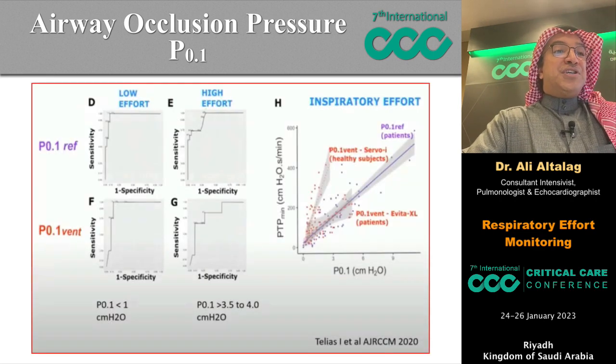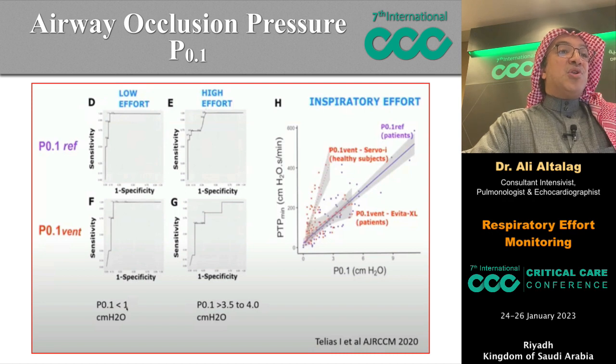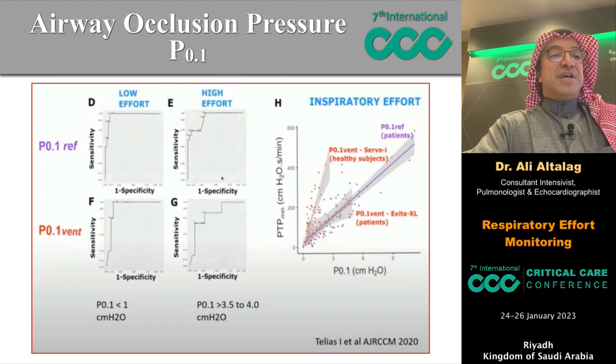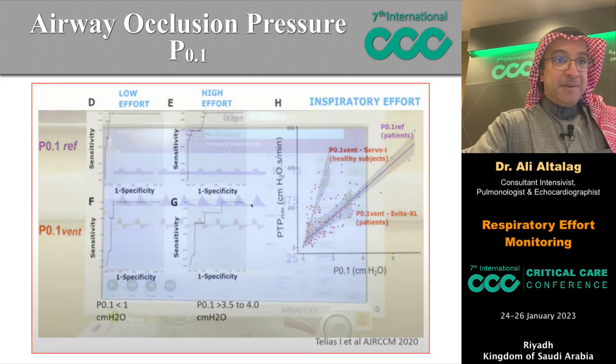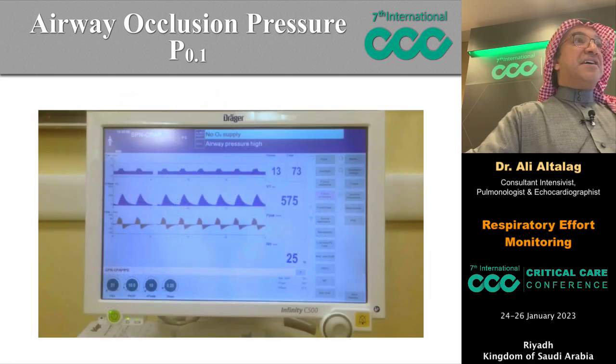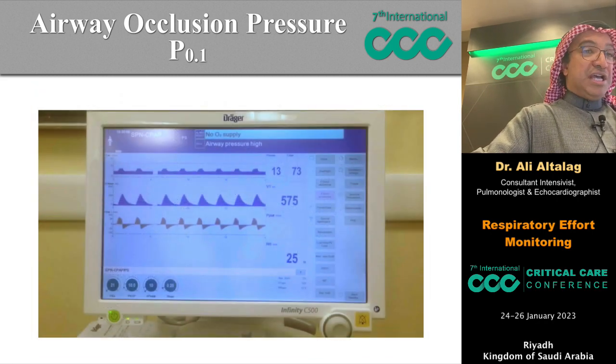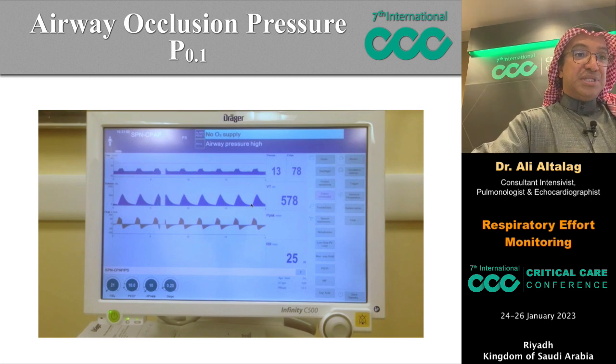So this study identified the cutoff limits, which is 1. Below 1, it's considered to be low effort with high sensitivity and specificity. And if it is more than 3.5 or 4, then this indicates high effort with decent sensitivity and specificity. Now I'll play this very nice video, and I took it from the net.